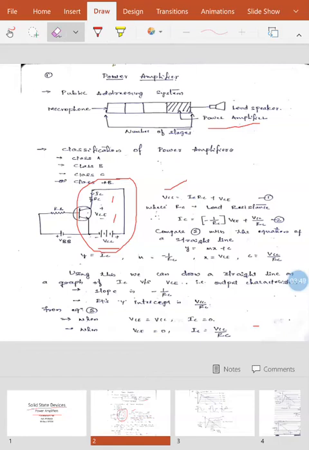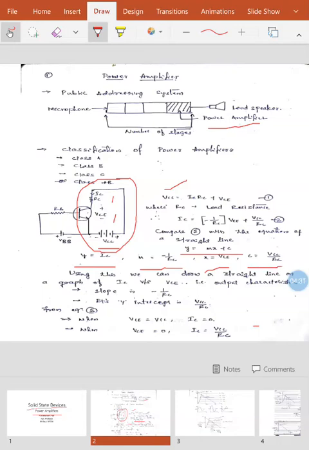Now let us compare equation number 2 with the equation of a straight line. What is the equation of a straight line? It is y is equal to mx plus c. Here y is a variable, m is the slope of the line, and c is a constant. When you compare equation number 2 with the equation of the straight line, y is IC, m is minus 1 upon RC, x is VCE, and c is equal to VCC upon RC.